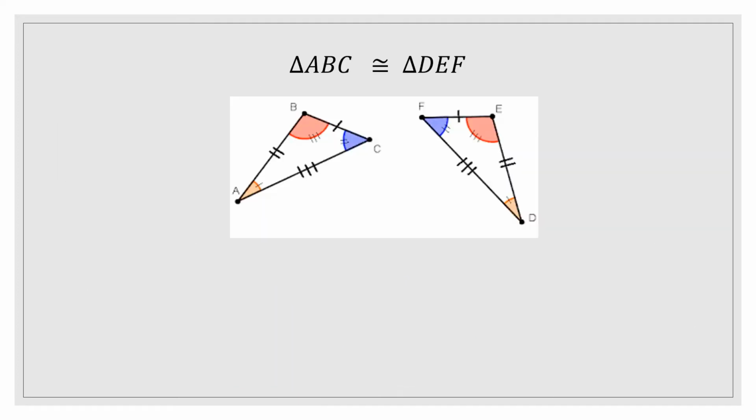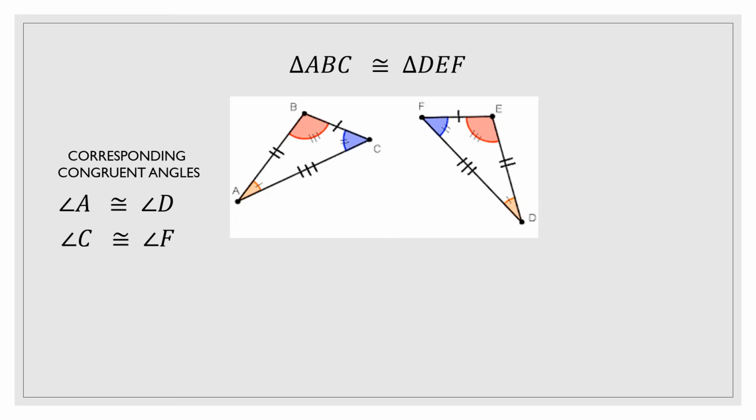Let us now show that triangle ABC and triangle DEF are congruent. So we are going to write the corresponding angles and the corresponding sides which are congruent. What do you think are the corresponding congruent angles of the two triangles? If you answered angle A congruent to angle D, then you are correct. If you answered angle C congruent to angle F, then you are correct. And if you answered angle B congruent to angle E, then you are correct.